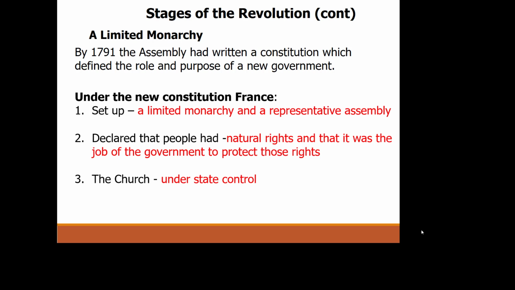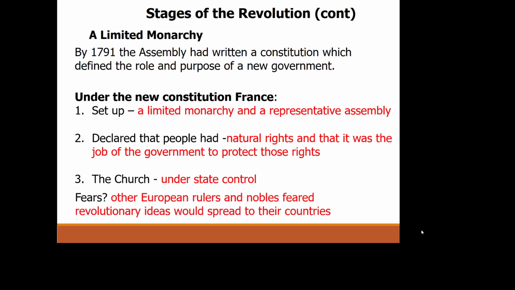And we're going to do an activity with this new constitution. This new constitution, if you want to write it off to the side, is called the Declaration of Rights of Man and Citizen. And Friday, we've got something to do with that. So, the third thing that this new constitution does is it brings the church underneath state control so that, remember how they didn't pay taxes? Now they're going to have to pay taxes.